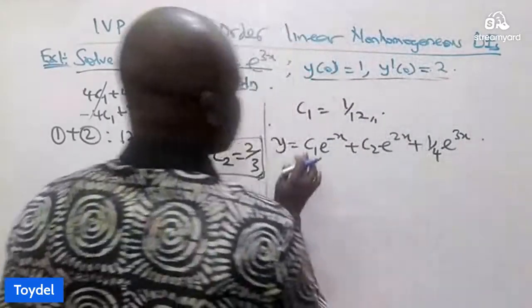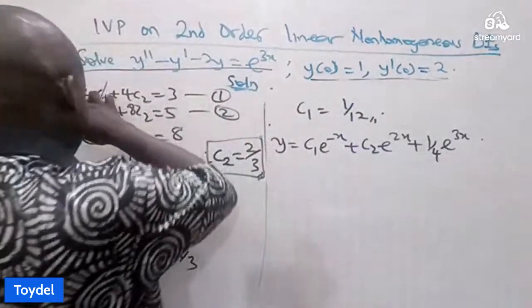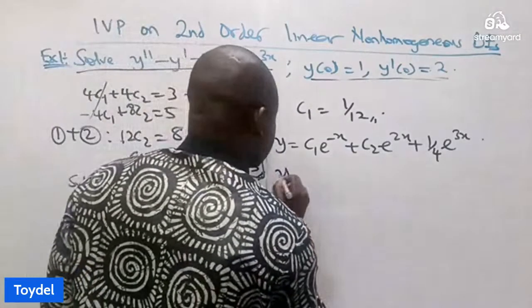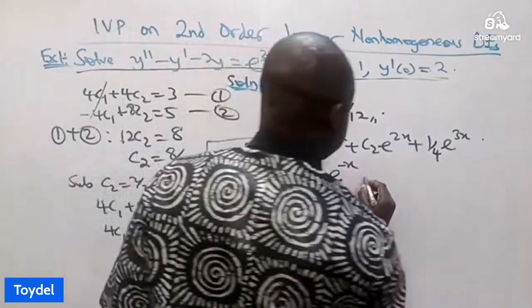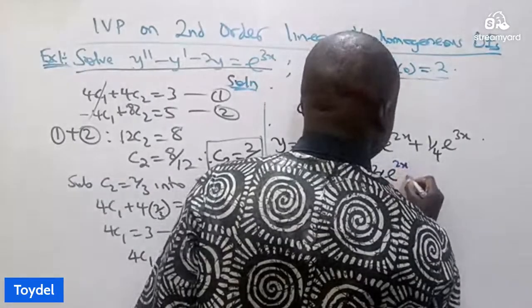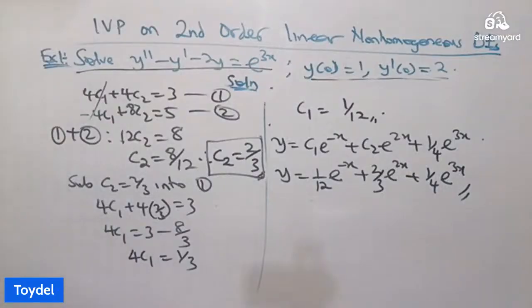So once we substitute the values of C1 and C2 back into this solution, then we have gotten the actual solution to this problem. So y will now be equal to 1 all over 12 exponential minus x plus 2 all over 3 exponential 2x plus 1 all over 4 exponential 3x. So this will actually give us the actual solution to this particular problem. And that's what we have done, as we can see on the board. So let's look at another example.